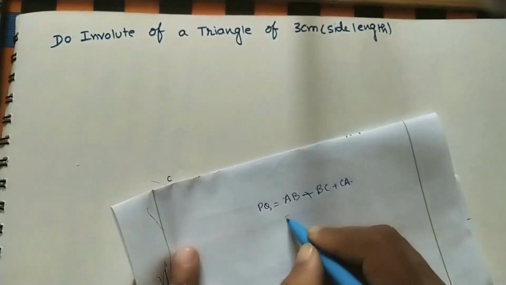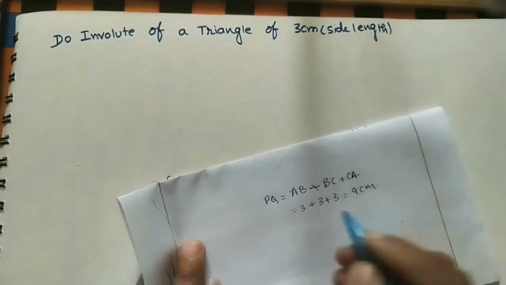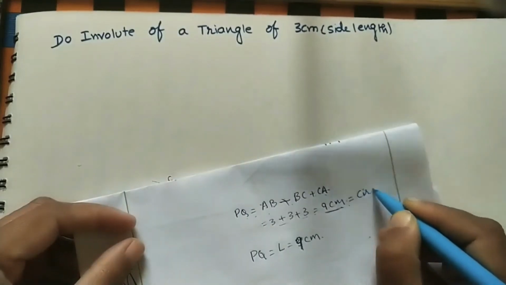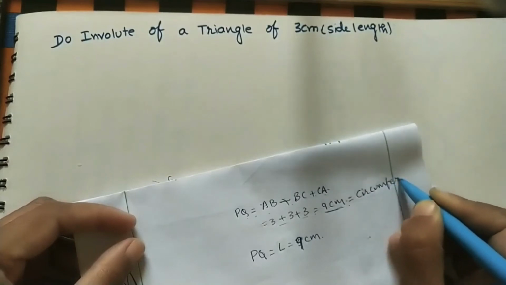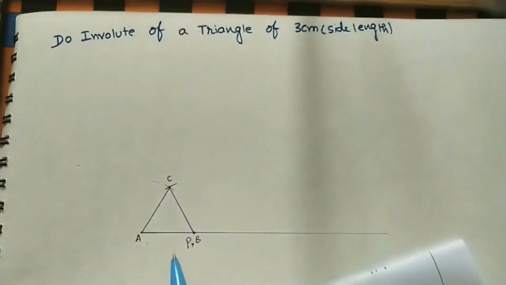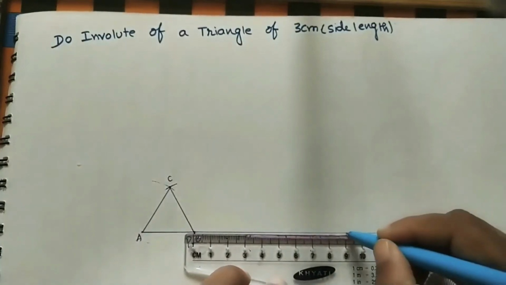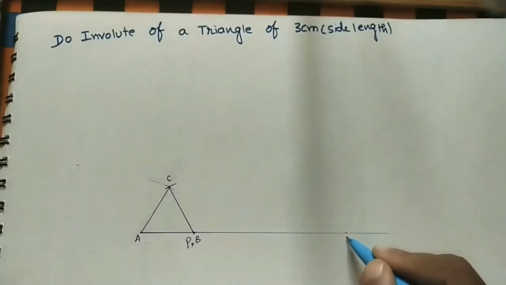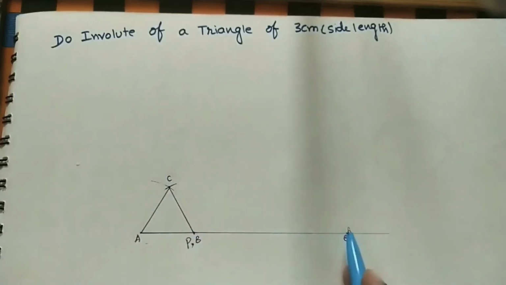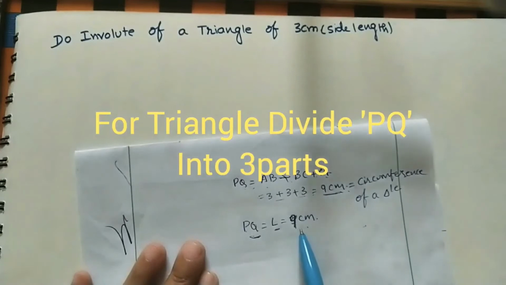A triangle has three sides, so 30 plus 30 plus 30 equals 90 mm. Here the problem is in centimeters, but we draw and take 90 mm, the circumference of the triangle. So our easy step is: a triangle has three sides, each given as 30 mm, so 3 into 30 equals 90. PQ distance is 90 mm.